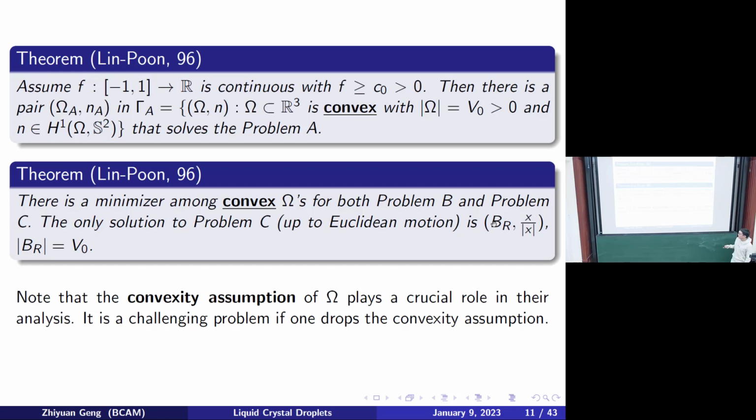In their analysis, the convexity assumption on the domain is necessary, because if you have a sequence of convex domains, then you have some good compactness properties, such as you have a limit of the domain, and also the normal vector field on the boundary will converge in some good sense. That's for these convex domains. But if we remove this convexity assumption, then the problem becomes more challenging.